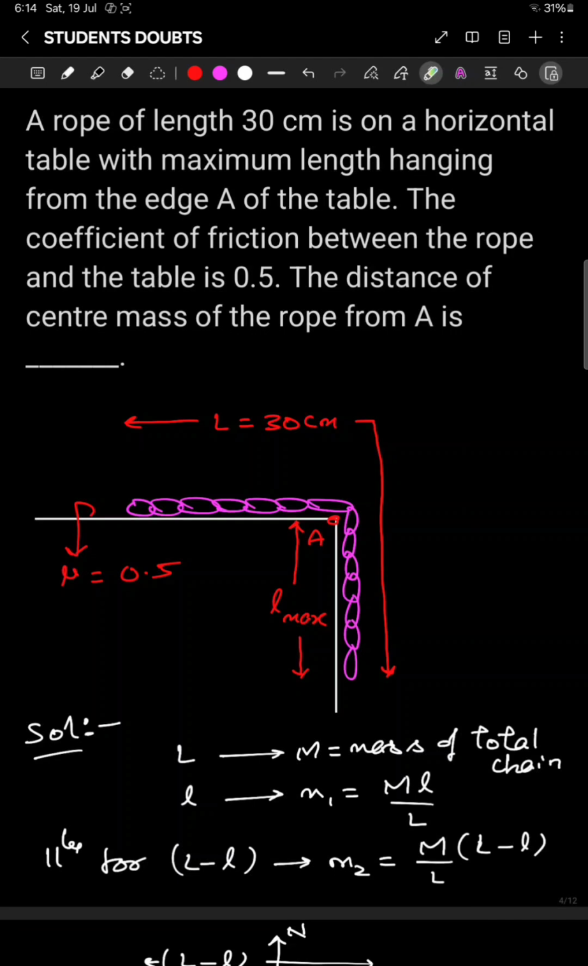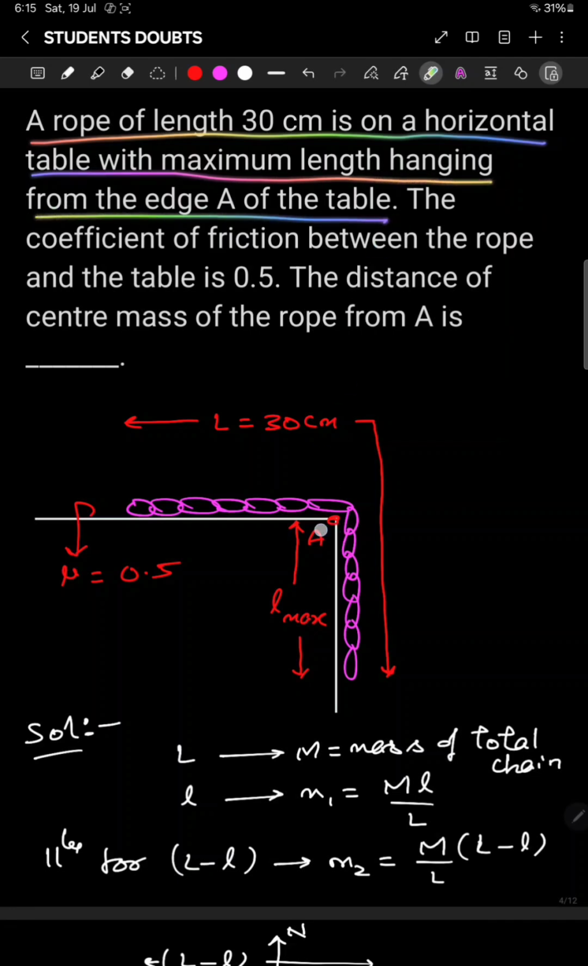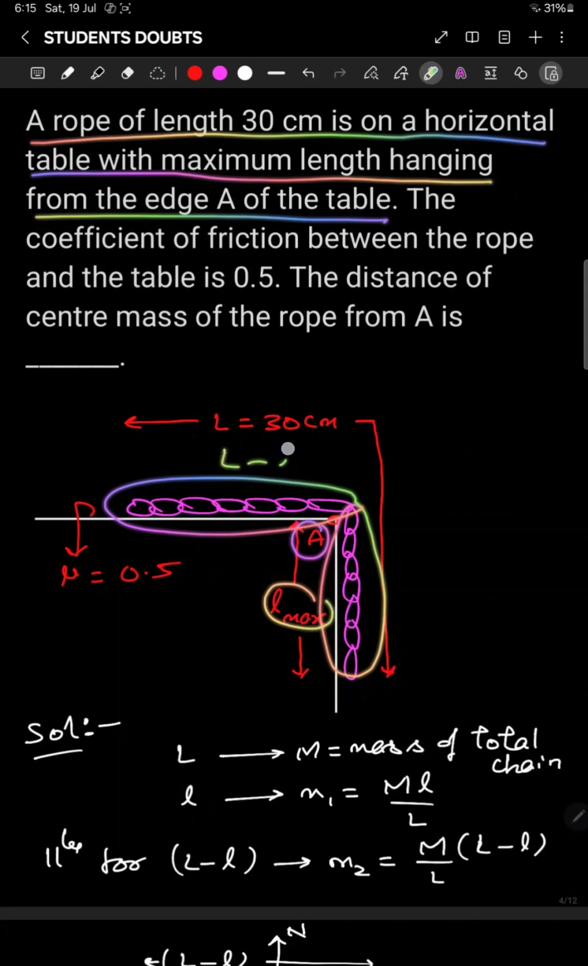Today, let us discuss a problem based on center of mass and friction. Here, a rope of length 30 centimeters is on a horizontal table with maximum length hanging from edge A of the table. Here, the maximum length of the chain was hanging, and the remaining part is on the table. If the hanging part is l, this part will be L minus l.